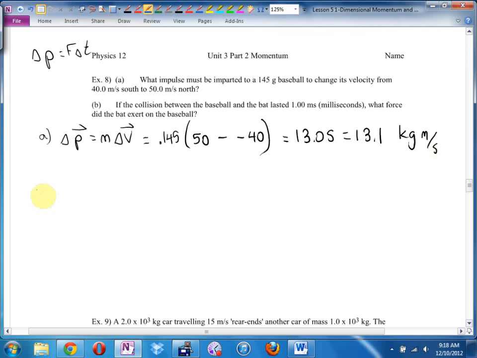Speaking of force, B. Now they want me to find force. Well, I think now I'm going to use my second definition for impulse, which is F delta T. How would I get the force by itself? Darn right I would.